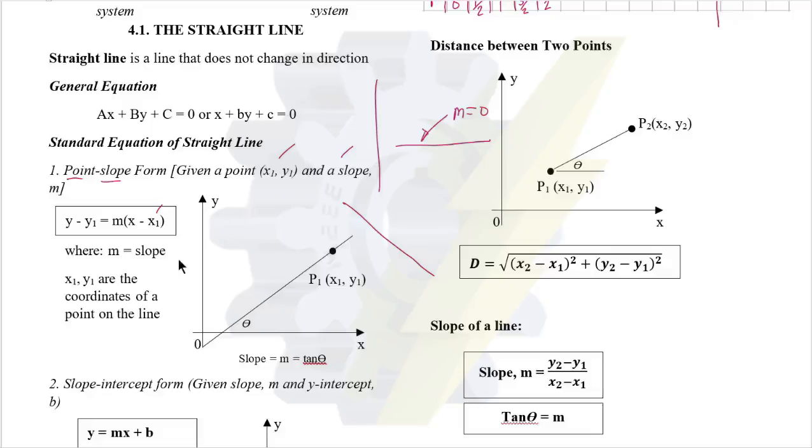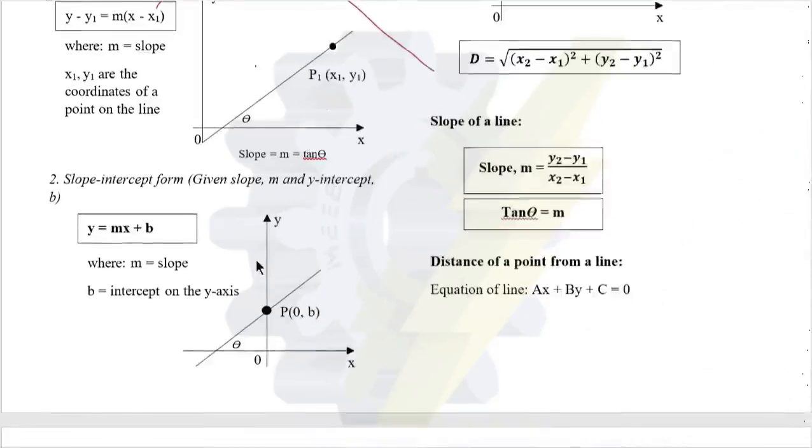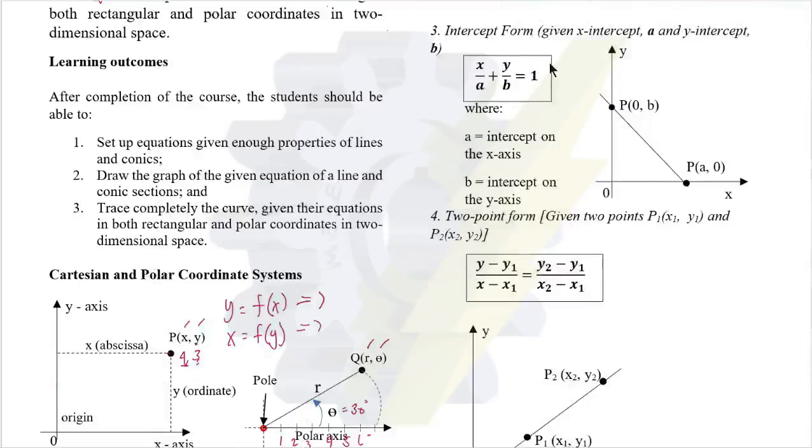So we're not only drawing lines here, we also solve equations. Number 2, slope intercept form. When the given are the slope m and the intercept b, the formula to use is y is equal to mx plus b.